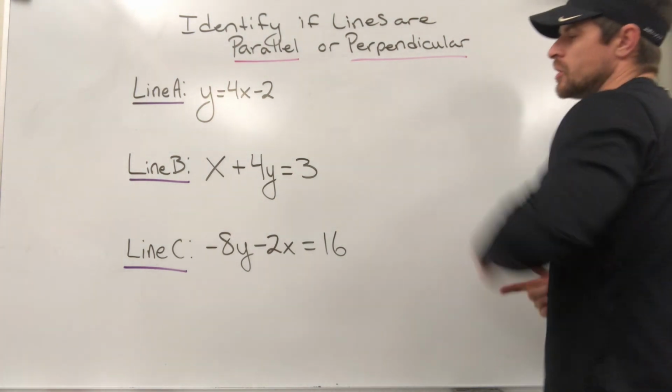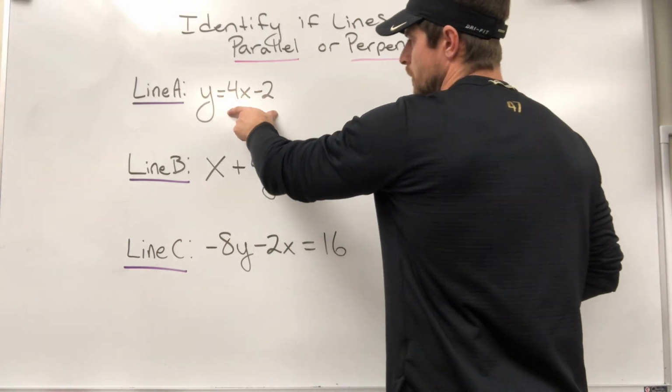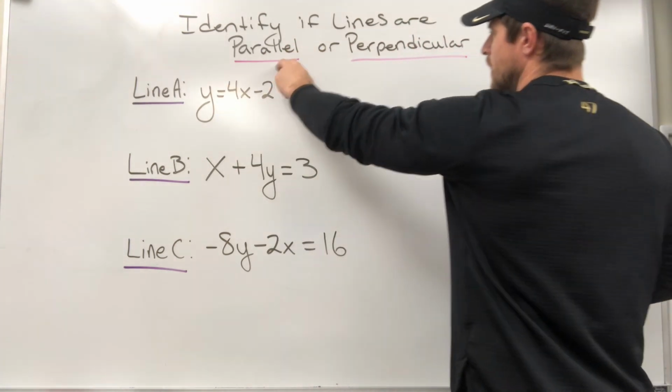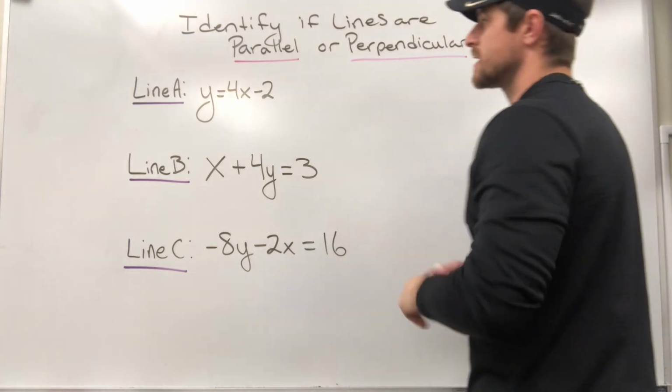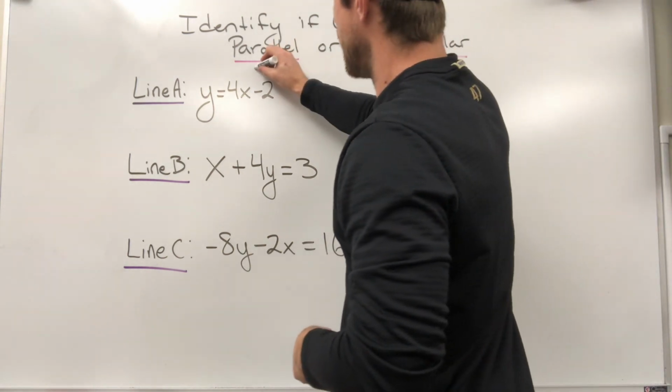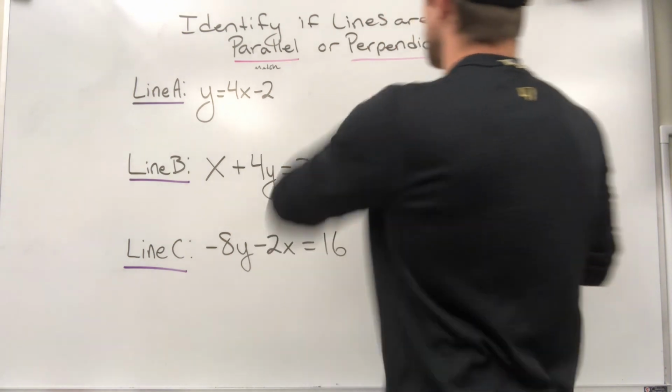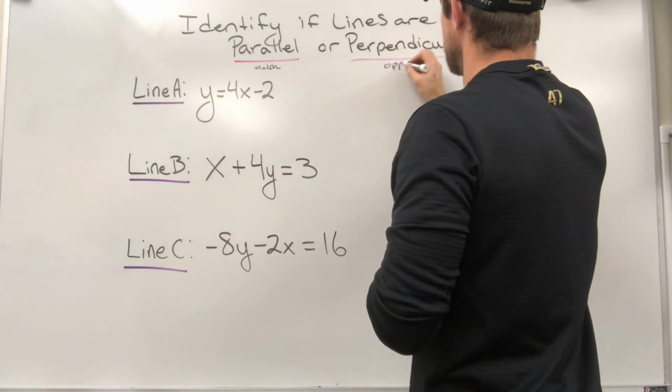All right, the first good news is that line A is written in slope-intercept form. Beauty of that is that when it comes to parallel versus perpendicular, there's two things that you're trying to look for. Parallel means they're going to match. Perpendicular means they're going to be opposite reciprocals.